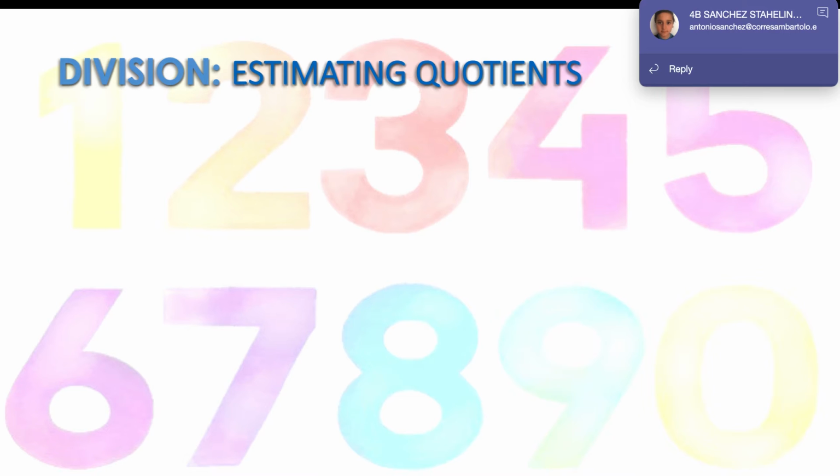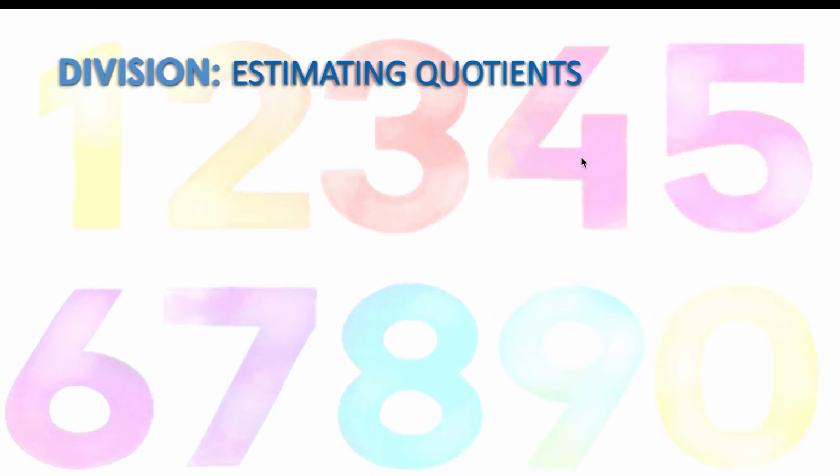And the idea is the same as estimating products when we saw it with multiplication. We estimate quotients when we do not need an exact answer. And we have the same 3 words: more or less, approximately, or about. If the problem says more or less how many people, about how many people, or approximately how many people, you already know that you do not need to do the whole division operation, but you only need to estimate.